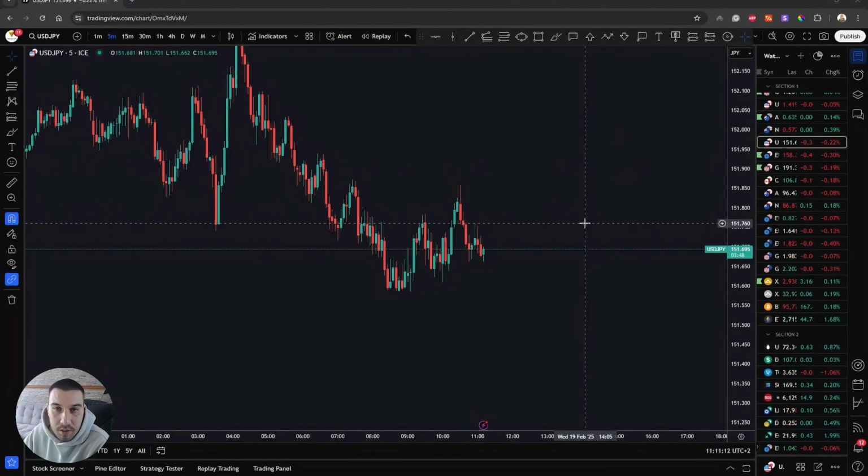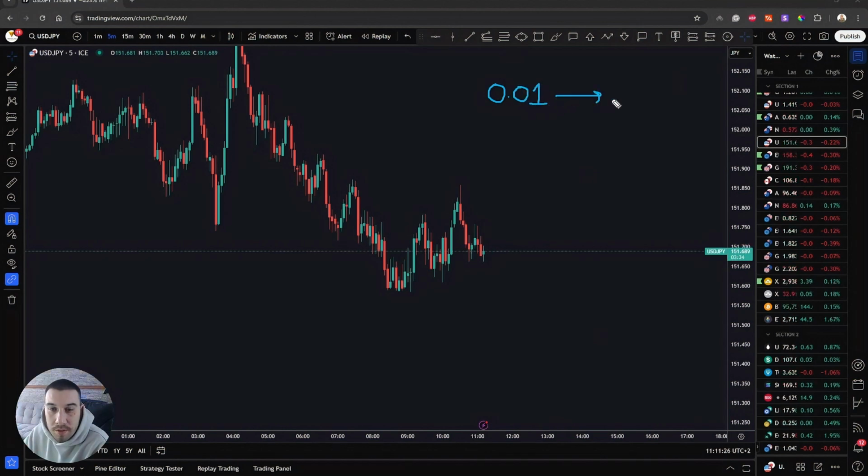Now, the yen pairs are unique because 1 pip is at the second decimal instead of the fourth. So let's say every 0.01 move in price, well, this equals 1 pip. Okay, now to make it a little bit easier, like I said, we're going to be looking at the chart on TradingView. So let's say we're going to pick the level 151.80. Well, 151.85, how many pips is that? That will be a 5 pip movement.